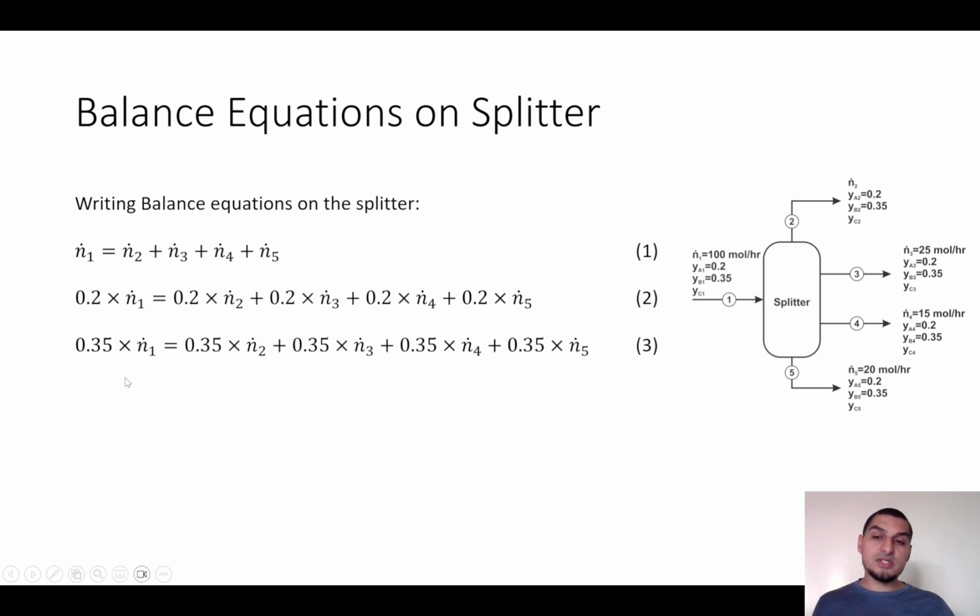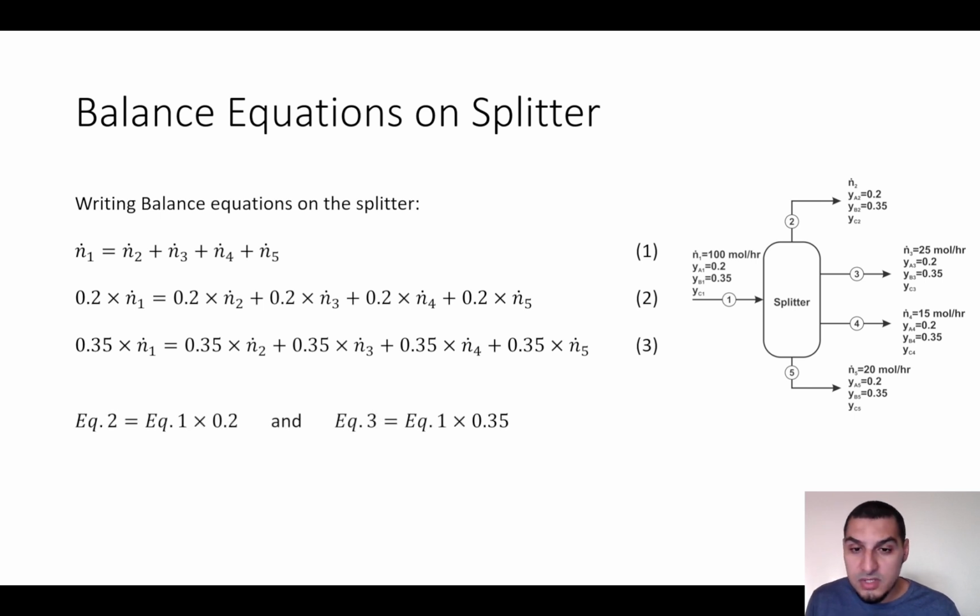If you look at the equations, you would see that there is something interesting here. The second and third equations are actually the same as the first equation multiplied by a factor. If you multiply the first equation by 0.2, we get the second equation. If you multiply the first equation by 0.35, it gives us the third equation. So the 3 equations that we claim are independent are actually not independent. They are dependent. We have only 1 independent equation and 2 dependent equations.